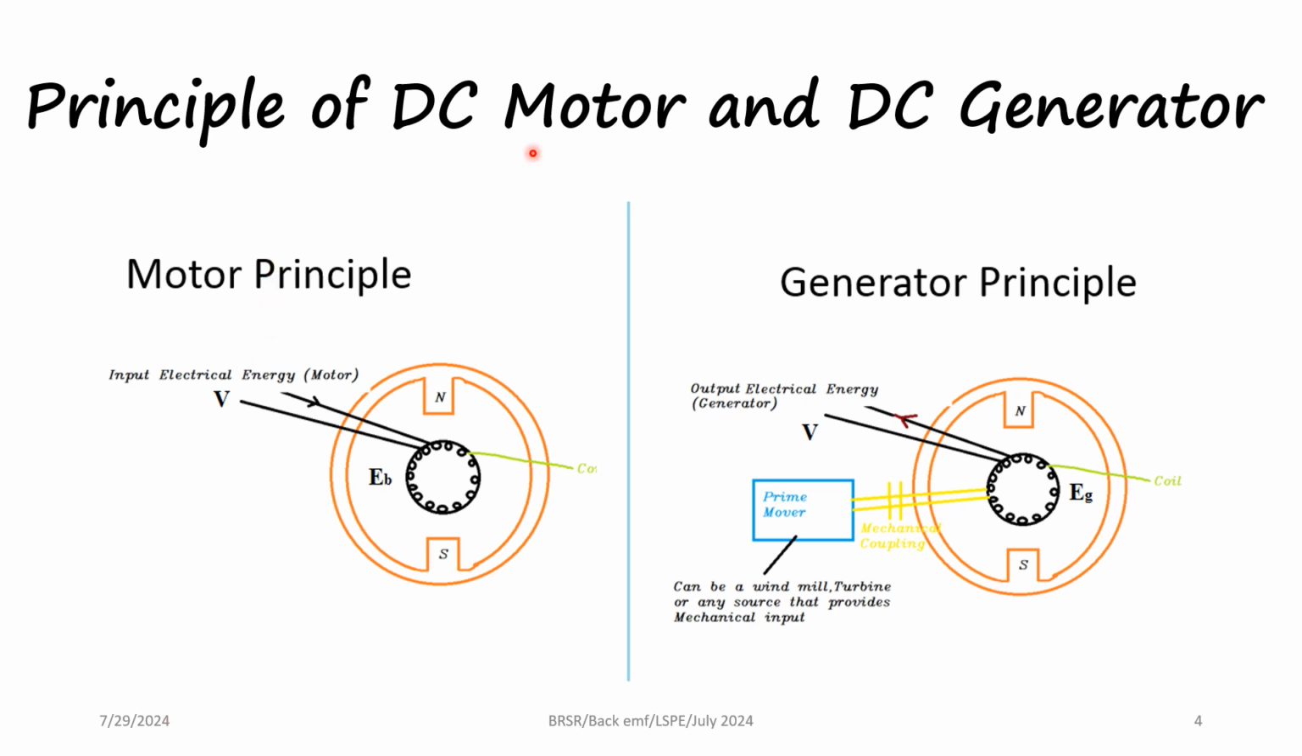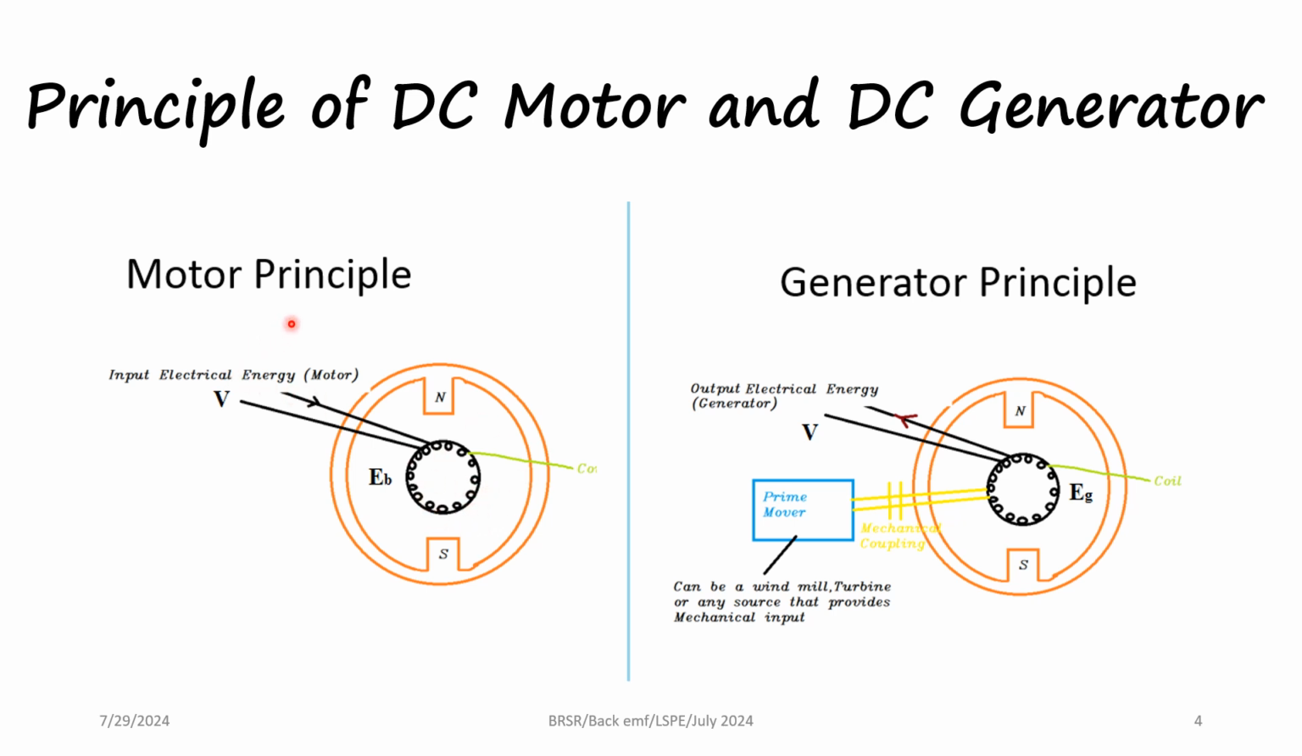As already mentioned, any conducting material rotating in a magnetic field would produce electricity. So in the case of a motor, when electrical energy is given as the input, it starts rotating. When the conductor is rotating, it is rotating in a magnetic field. So as per the principle, it has to produce electricity and give it back to the source.